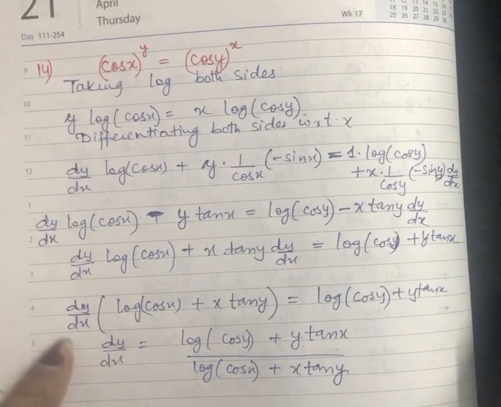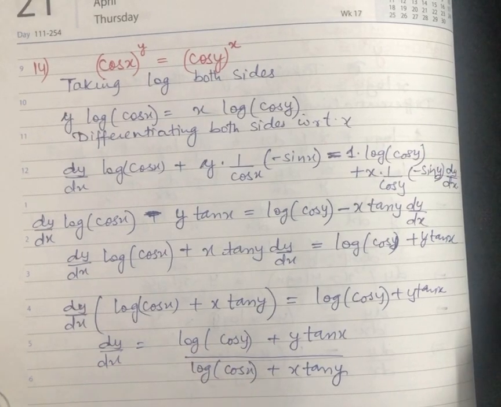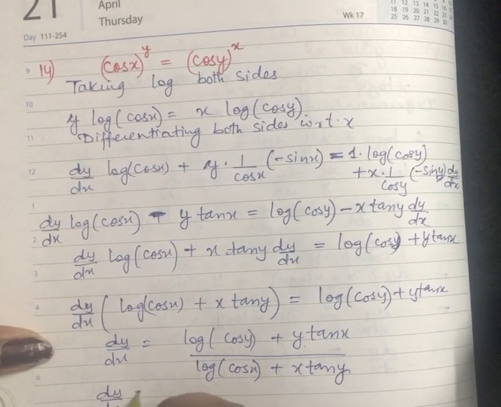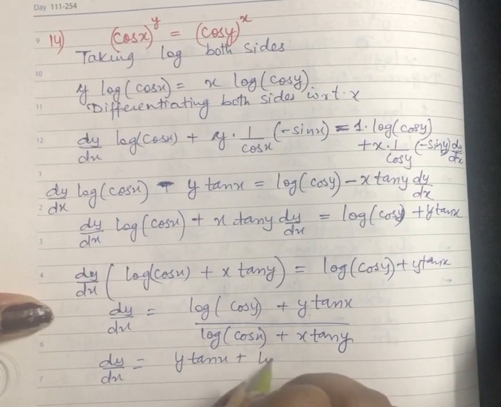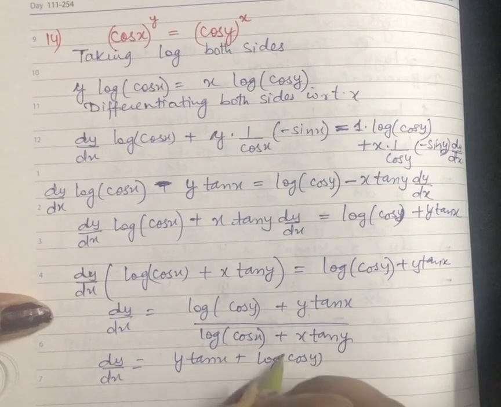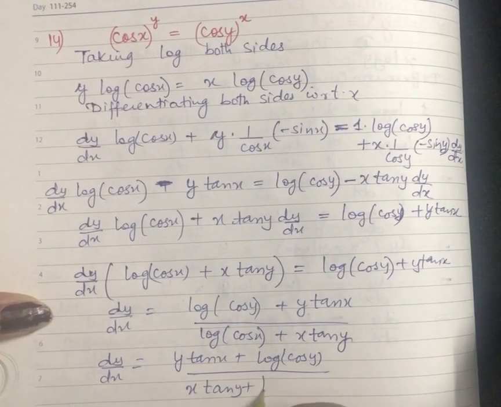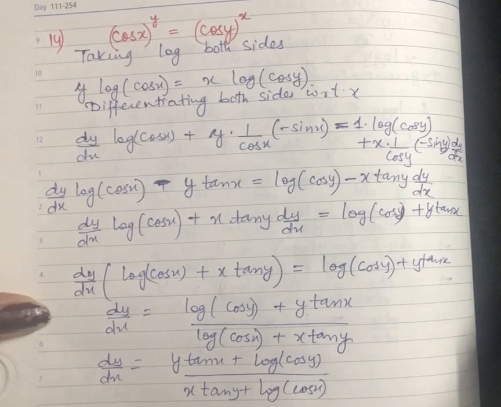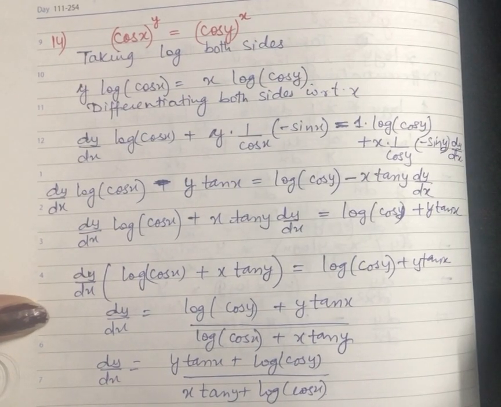So this completes, this is the derivative we are getting. This can further be written as y tan x plus log cos y upon x tan y plus log cos x. So this is the required differentiation, the value of dy by dx we are getting. So this completes question number 14.